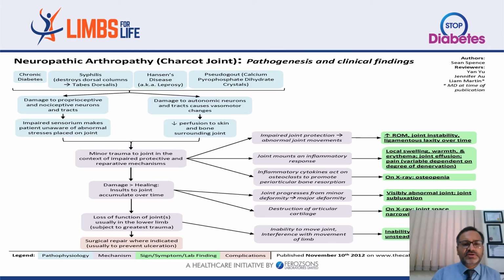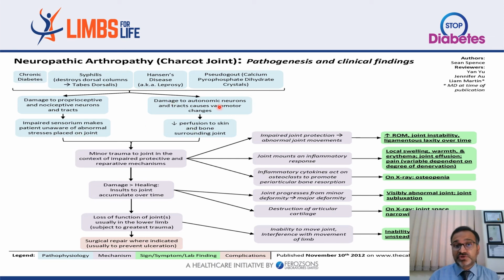All right. Okay. Looking in a bit more detail at Charcot joints, neuropathic arthropathy. So what is actually happening? One of the culprits is diabetes mellitus; syphilis, leprosy, and pseudogout are also main causes of Charcot joints. In all these diseases, there is damage to the proprioceptive and nociceptive neurons in the tracts. With that damage, there is impaired sensorium, which makes the patient unaware of abnormal stresses placed on the joint. So the patient will have minor trauma, major trauma, be unaware of it, and the joint is getting disrupted.